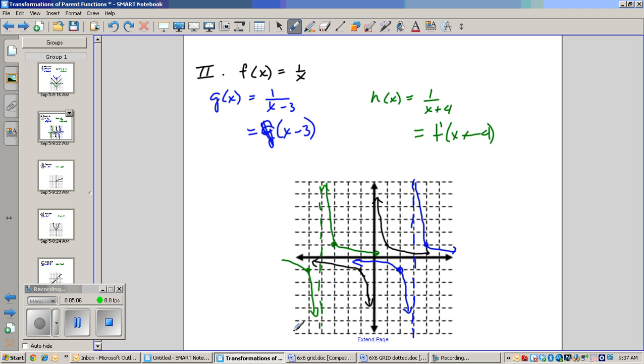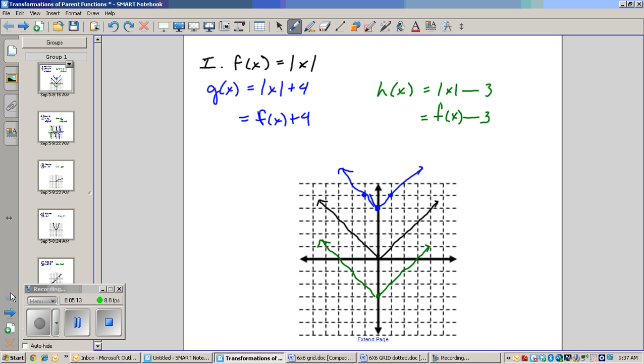Any questions? I'm going to go back here and make sure I didn't make a mistake on the first one. No, I wrote those using f. All right. Now let's go to the third example.